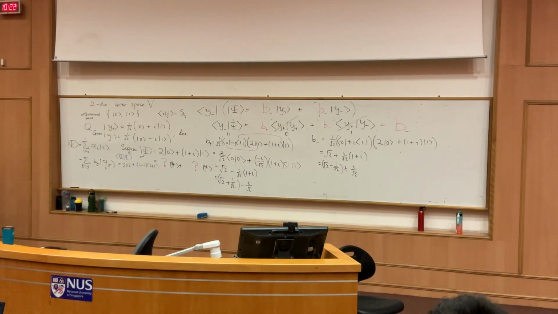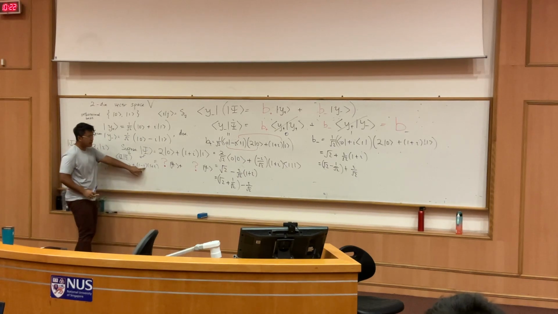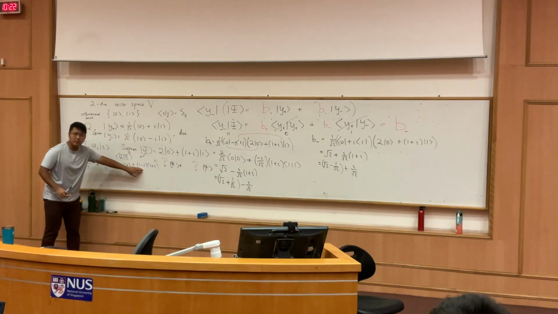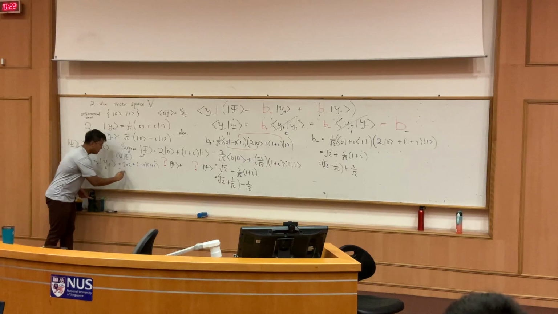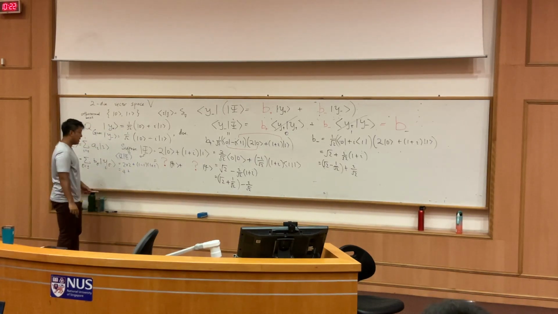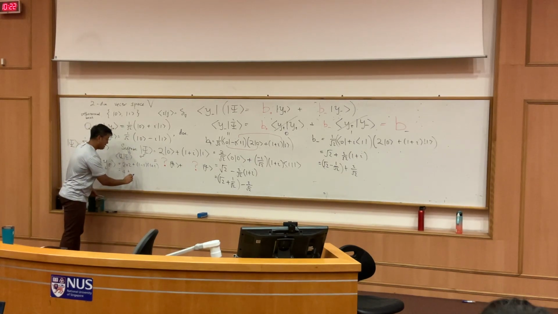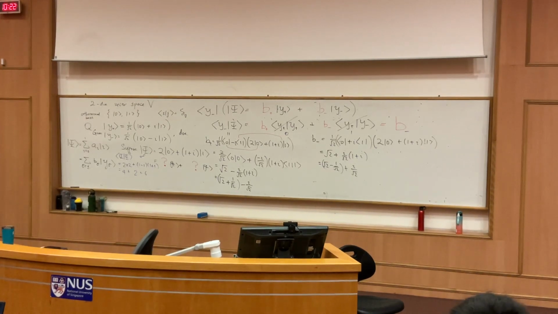I've skipped everything in my head, but you can follow what's going on. This 2 comes from the bra, and this 2 comes from the ket. This 1 minus i comes from the bra, this 1 plus i comes from the ket. And there are only 2 terms because the 0 and 1 states are orthogonal. And so that equals 4 plus, and that equals what? 1 plus 1 is 2, and this is 6. So the overlap in the state is 6.